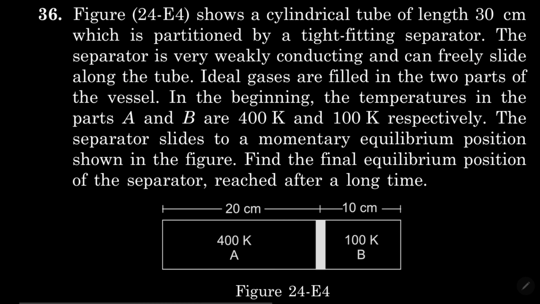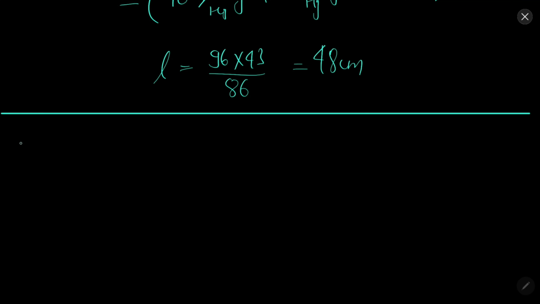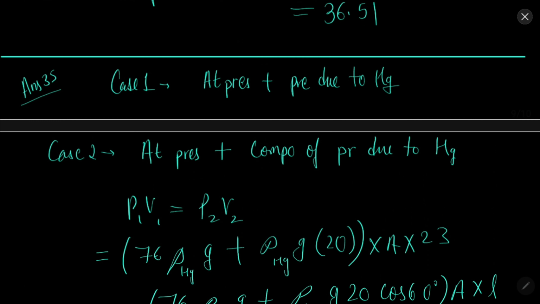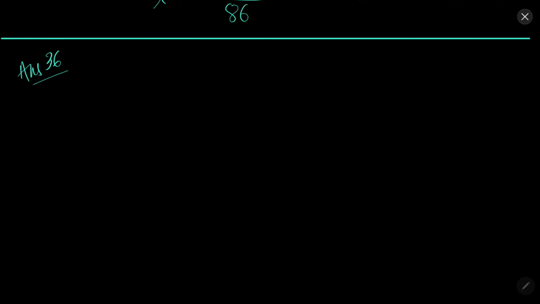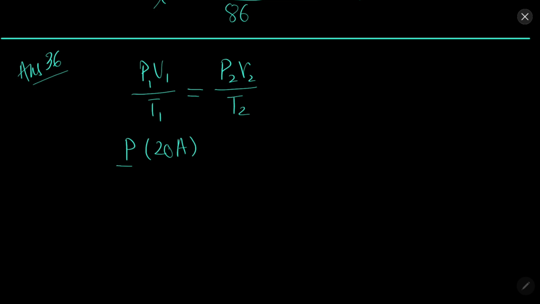In 36 we have been given this figure. We need to find the final equilibrium position of the separator reached after a long time. Solution 36. So P1 V1 T1, P2 V2 T2, P into 20 into area, P dash into A over T.